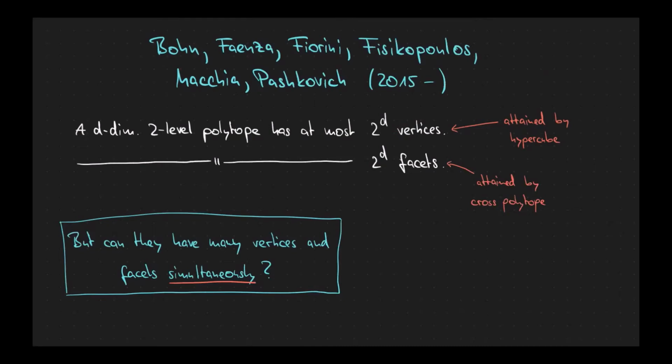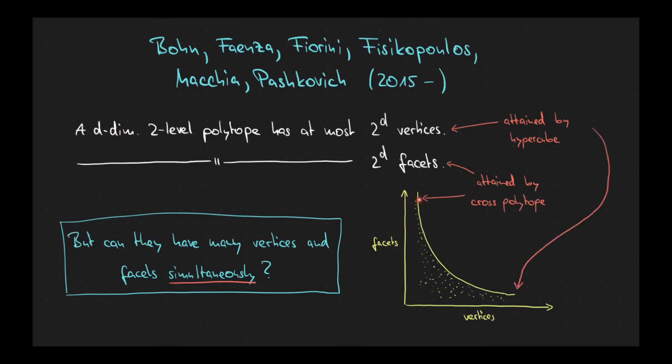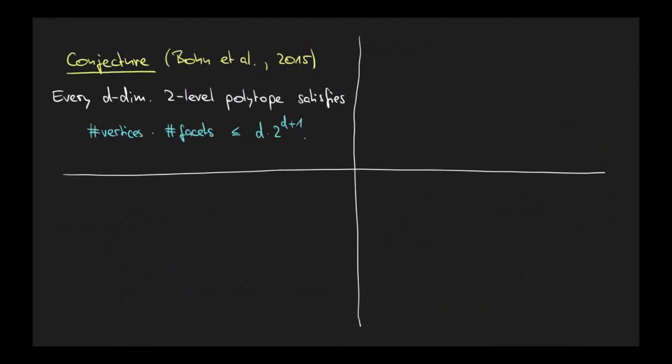Is it possible to have many facets and vertices simultaneously? They made a very nice plot of the number of facets and vertices, and one thing that was really obvious was this very nice curve that they drew through their plot. Then the extremes: if you want many facets, that's the cross polytope. Here you have the hypercube, and there's nothing far from that. Then you have that curve. Based on that plot in their experiments, they put up a very nice conjecture, which is this one.